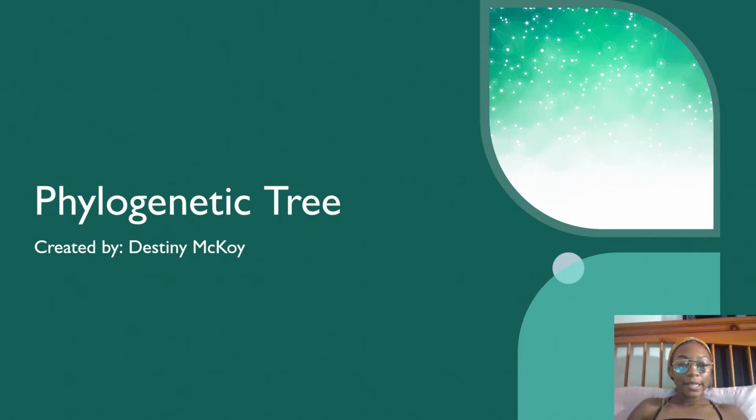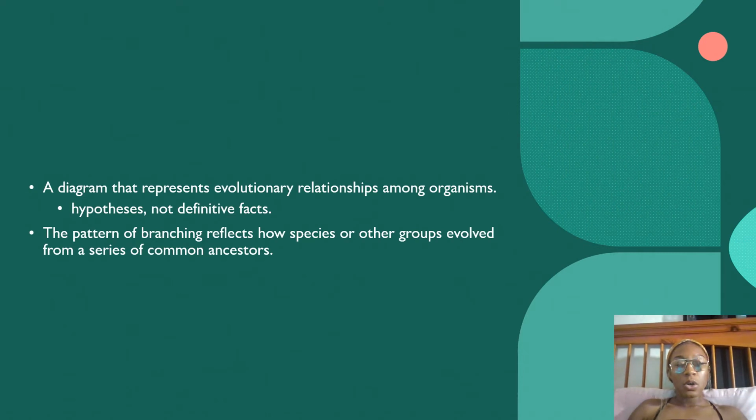Hey, my name is Destiny, and we're going to talk about phylogenetic trees. So, a phylogenetic tree is a diagram that represents evolutionary relationships among organisms. Phylogenetic trees are hypotheses, not definitive facts.